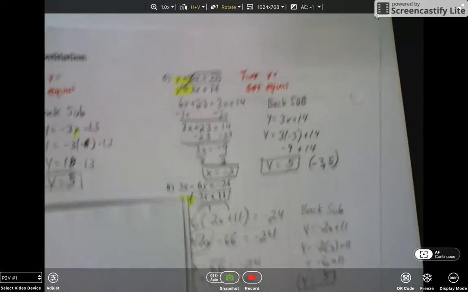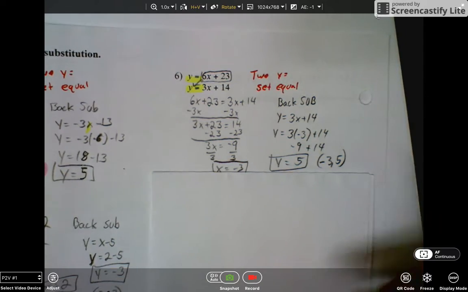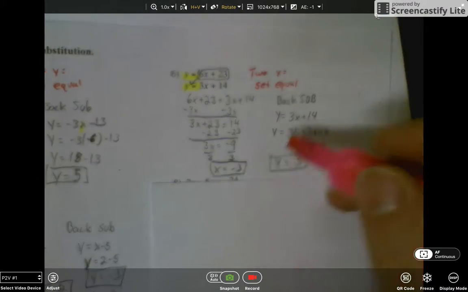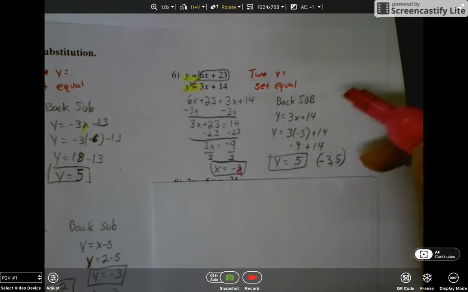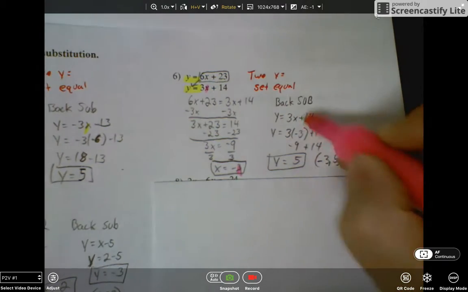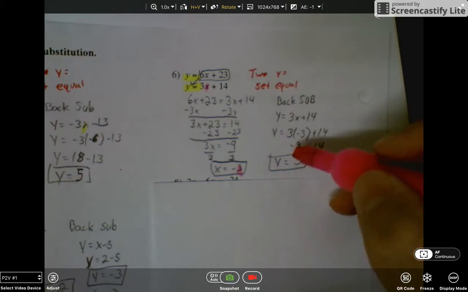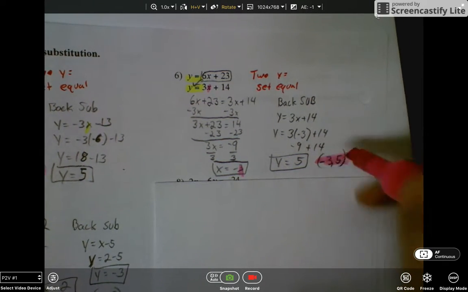Number 6, similarly, again, that's easy. When they're both y equals, you just set them equal to each other. When I solve for x, I get -3. I'm going to back sub that -3. I chose the second equation, so -3 times -3 is -9. And plus 14 is 5, so the solution here is -3, 5.